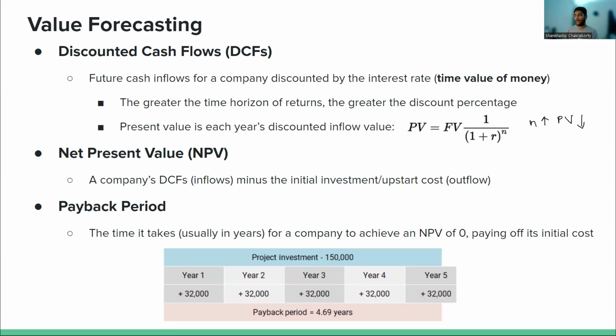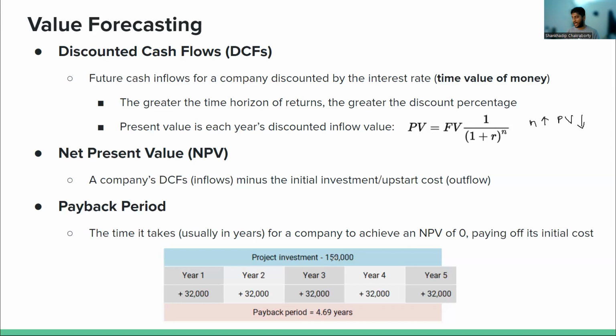And then we have payback period. This is the time it takes for a company to achieve an NPV of 0. So basically, it's how long it takes for your investors to get paid. So if I spend $1 million, like if I gave a company $1 million for a project and they pay me back within 4.5 years, the payback period is 4.5 years.